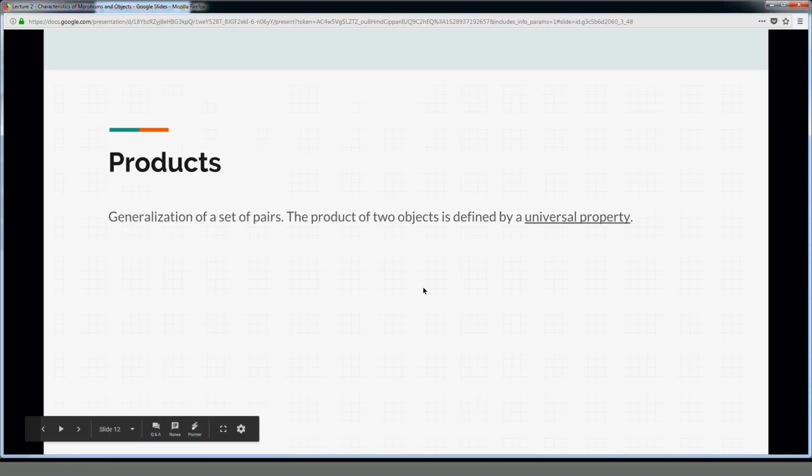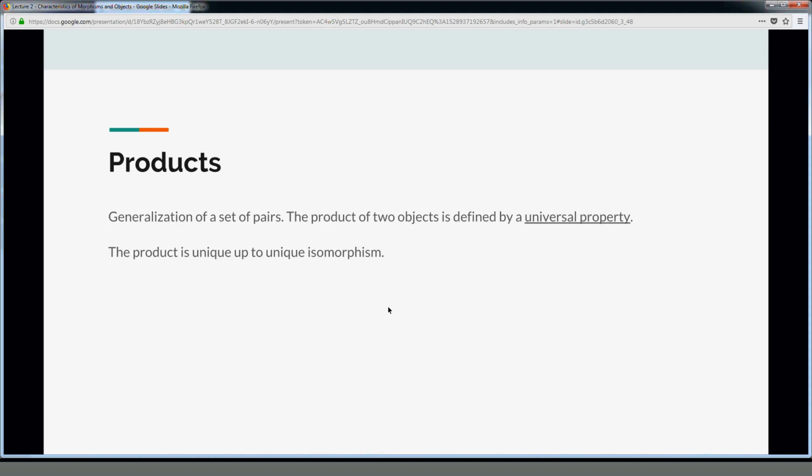Now, like I said, similar to our terminal and coterminal objects, the product is unique up to unique isomorphism. So any other object that has this universal property is isomorphic to the actual product. And I'm going to be doing some proofs in a second involving that.